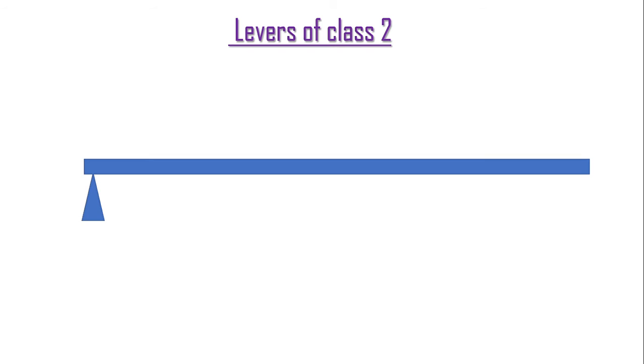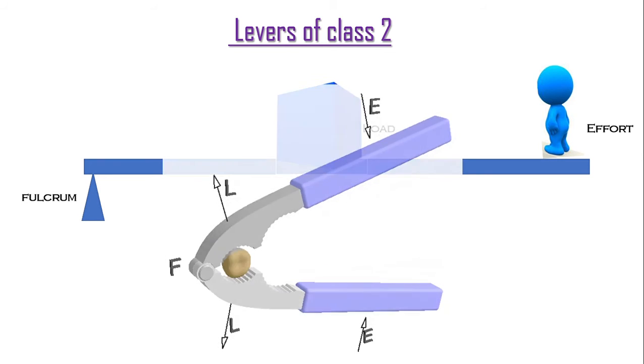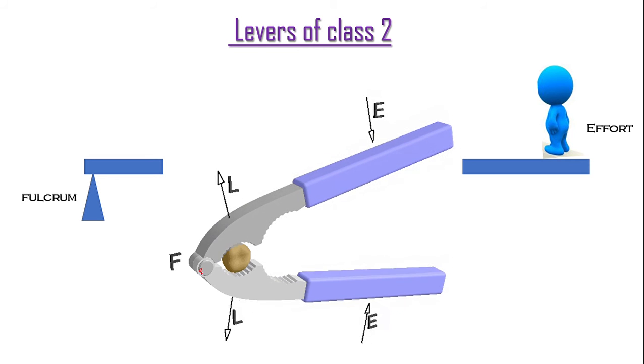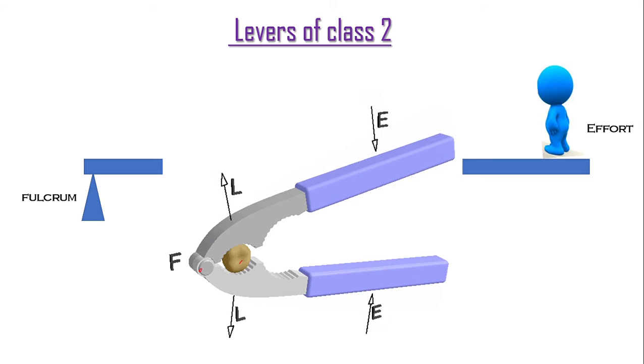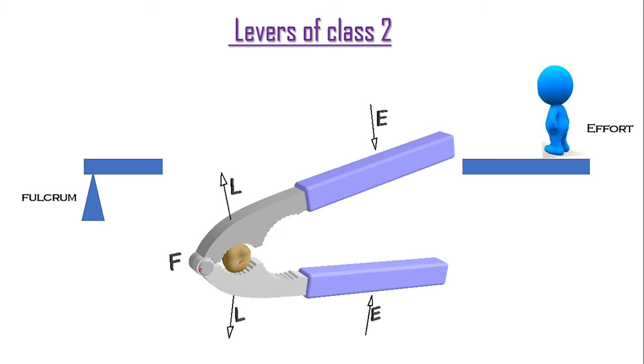Now in class 2 lever, load is in the center. Alright, so fulcrum is at one point, load is in the center, and effort is on the other point. So if the load is in the center, we call it lever of class 2. Alright, so let's see a few examples. So example is like a nutcracker. So you have a fulcrum at one point. Alright, you have load and effort on the other side. So load is in center. When load is in the center, it is lever of class 2.